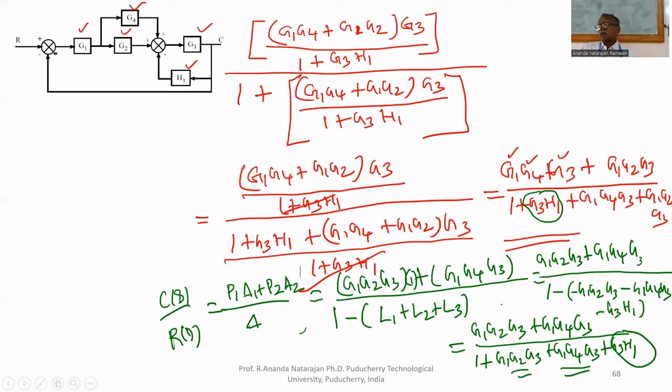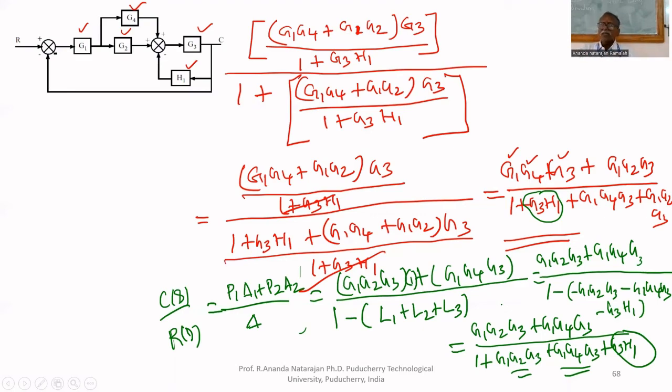So what is Mason's gain formula? Sigma Pk delta K upon delta, or 1 by delta multiplied by sigma Pk delta K. What is Pk? K is the number of forward paths. It varies from graph to graph. The number of forward paths depends upon the graph. In this case, the number of forward paths equals 2. Therefore, K varies from 1 to 2.